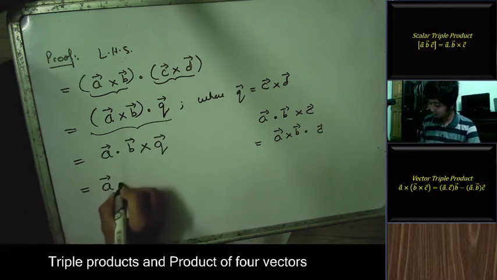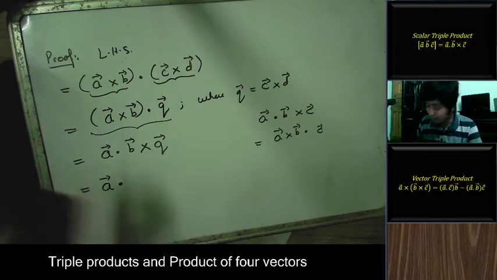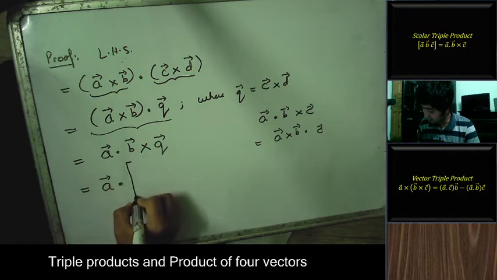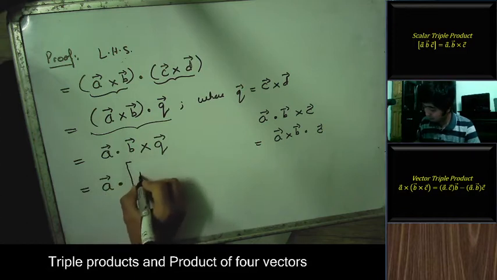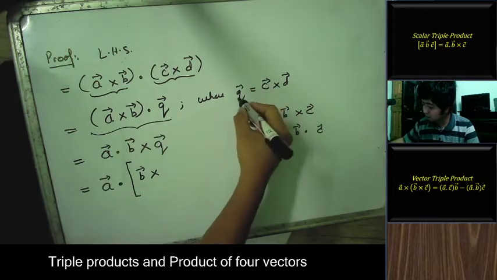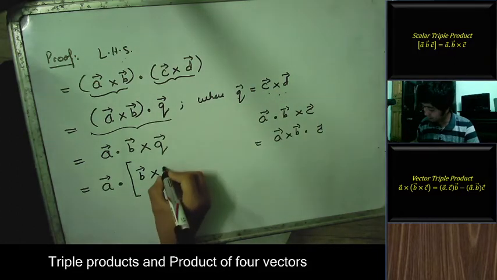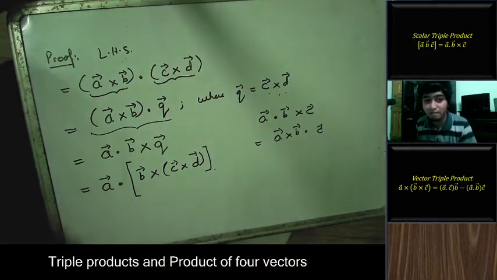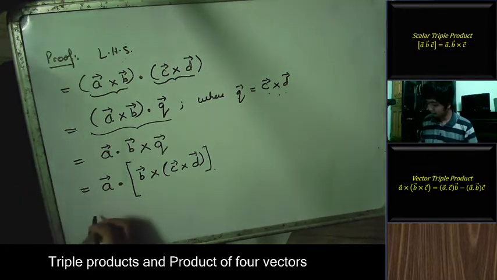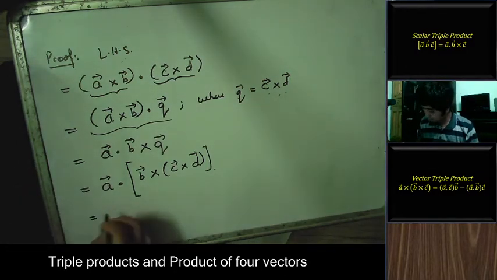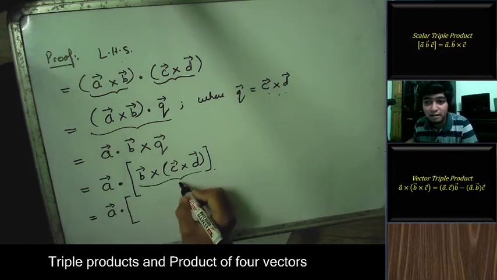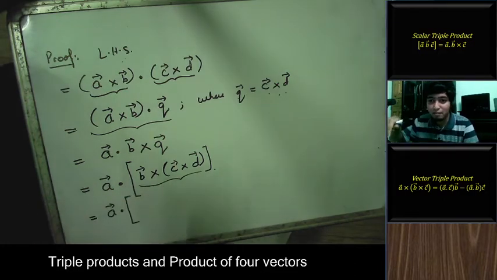Now you remember, we have to calculate the cross product first, so I will write it inside a very large bracket. B is still B, but now we can replace Q again with C cross D. So this is what we are having. A stays as it is. Now we will calculate this one. If you notice, it is a vector triple product, and we can use the formula below.